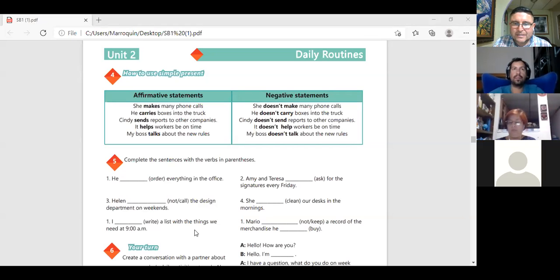What is merchandise, people? Mercadería, mercancía. ¿Y qué dice en español ese ejemplo? Mario no guarda como la, es que no sé cómo decir récord en español. Una bitácora de las compras de mercancía. Ok, good, very good. Any questions about this exercise, people? ¿Preguntas?